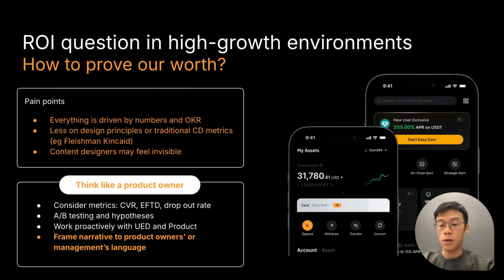It is a time to always consider the metrics that other people look into, such as CVR, which is conversion rate, sometimes EFTD, what we call at Bybit, which is eligible first-time deposit. There's also dropout rate and sign-up rate. And we can also look into A/B testing, making hypotheses, and working proactively with UED and product teams to understand how to do things and how we can help the product together.